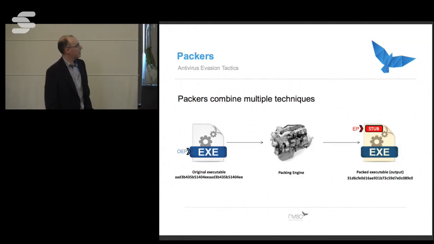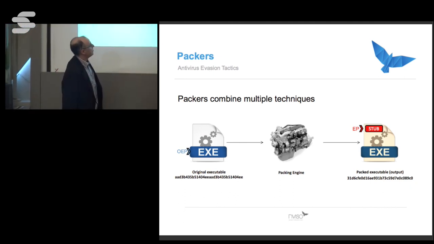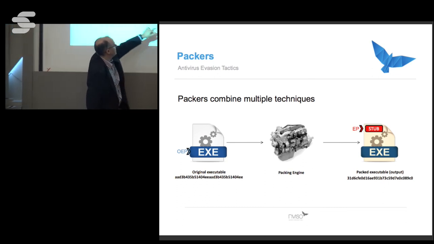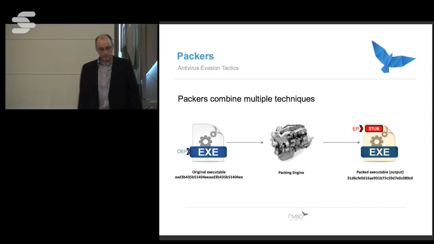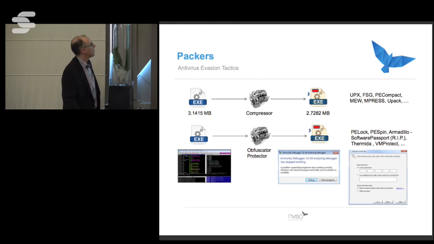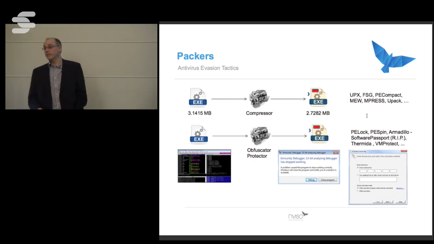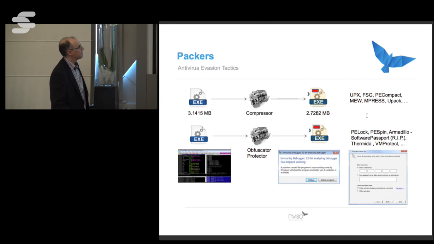So what packers will typically do is compress the executable. And by doing this, of course, the executable changes and the cryptographic hashes also change. This one here will just do some kind of compression. A popular one is UPX. That's one you can even find a tool to decompress. But many of them lack decompressors.